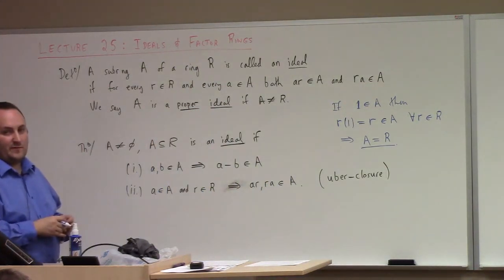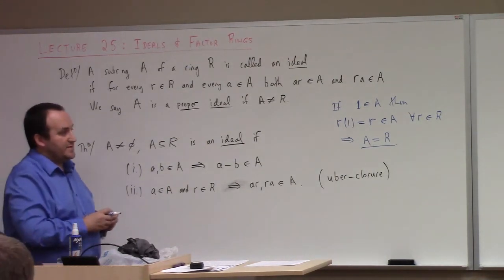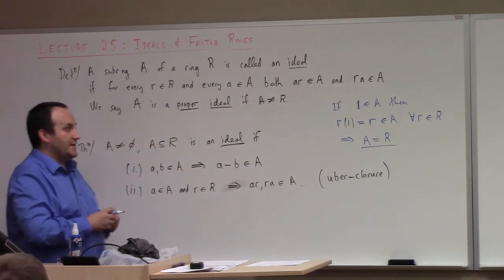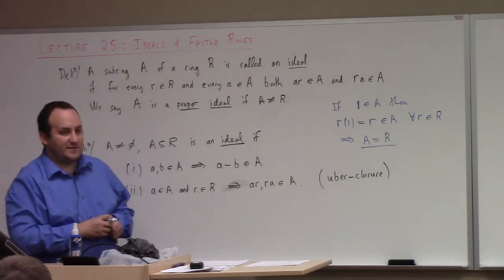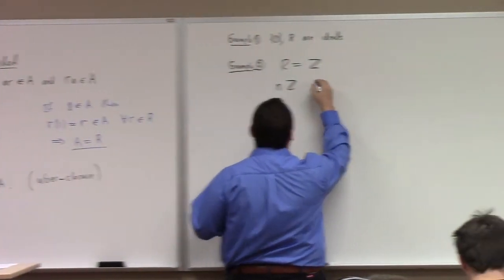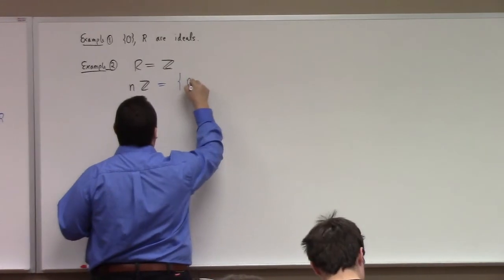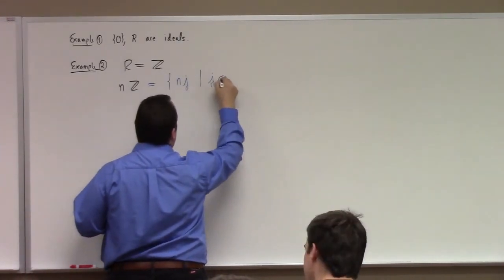Which is something we use over and over again in upcoming lectures. If 1 is in the ideal, then it generates the whole ring. You can see that in my example 2 that's about to happen here. In nZ, what is nZ? It's the multiples of n, nj such that j is an integer, right?